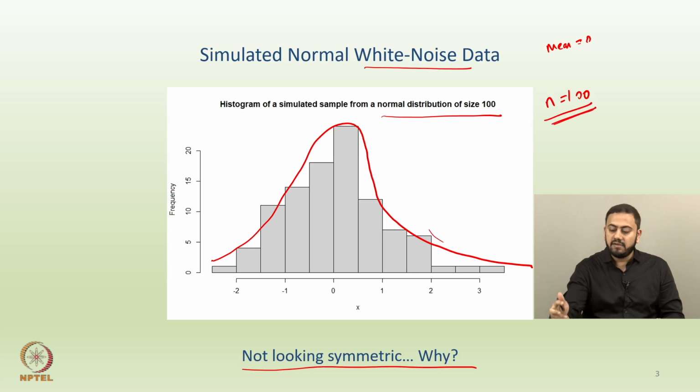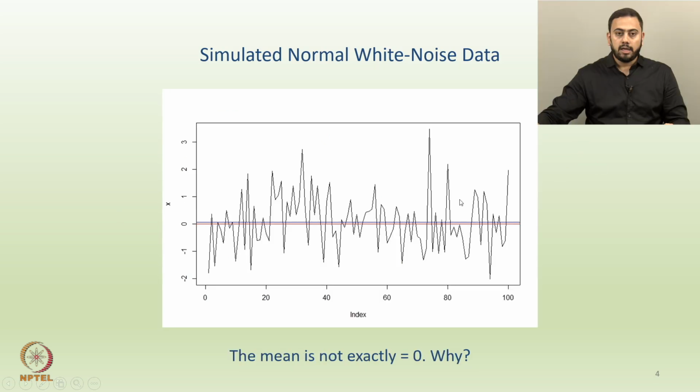Now in the next slide we will see what would happen if you increase this n to, let us say, 1000. Do we get improved histograms and so on? And by the way, there is one more thing. Using the same sample containing 100 observations, let us say you simply plot the data, right. Now, our assumption is that since it is white noise data, the mean is assumed to be 0.